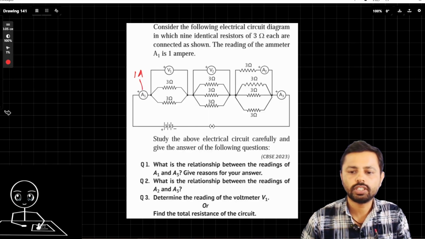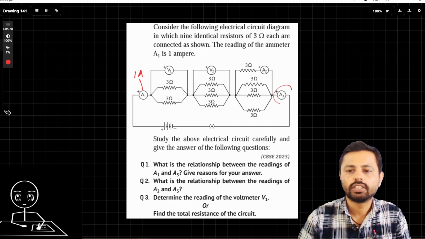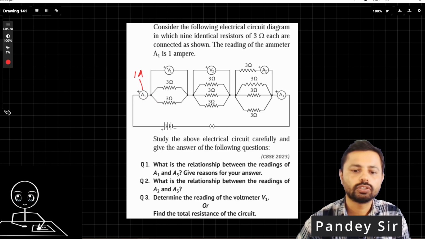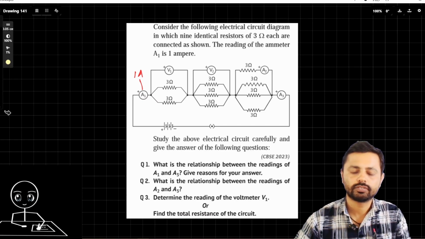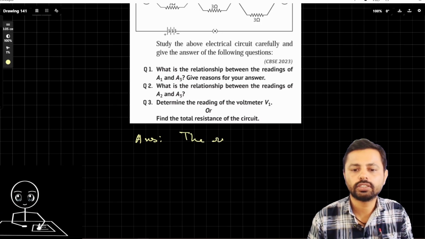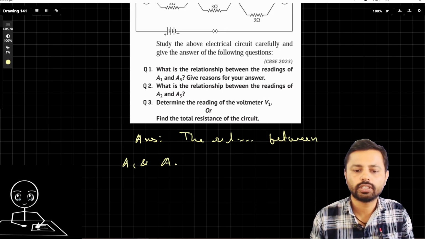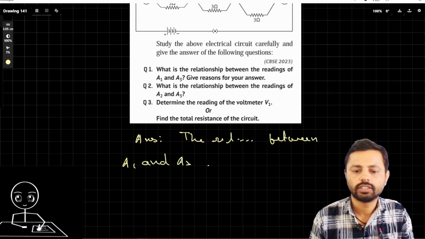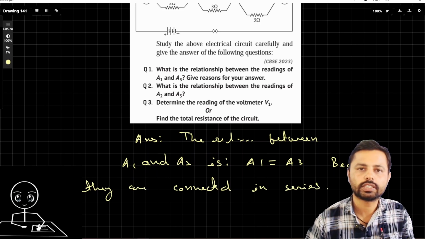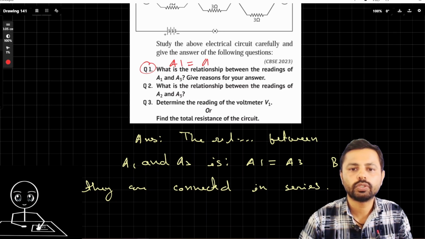Question 1 is, what is the relationship between A1 and A3? Can you guess? Here is A1, there is A3. These two are in series and current is the same across the series. So the answer is A1 equal to A3, because they are connected in series. That's the answer.